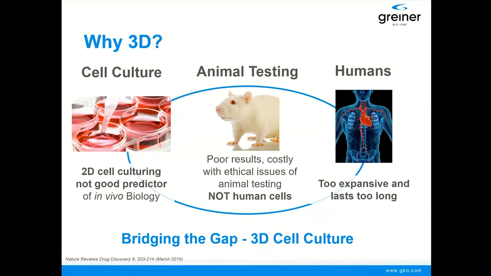So the idea here is to have 3D cell culture where you use human cells. You can generate an environment where cells grow like they do in vivo. So we can bridge the gap between the in vitro and the in vivo world and hopefully reduce the number of failures for poor efficacy and toxicity and make the drug discovery process cheaper.